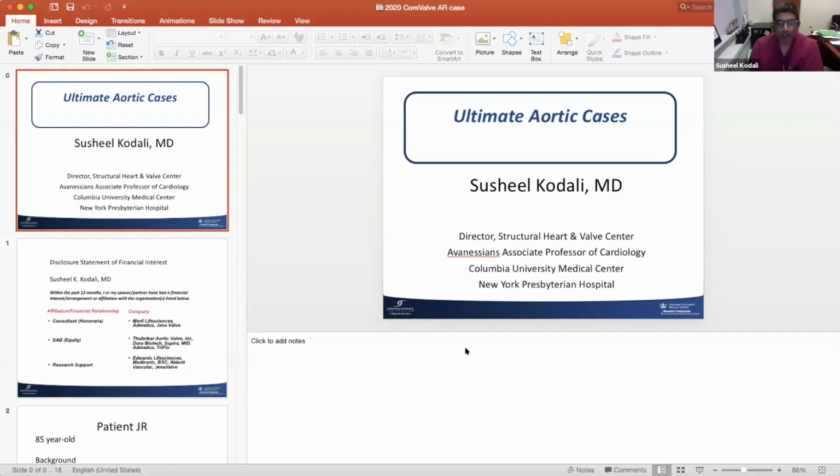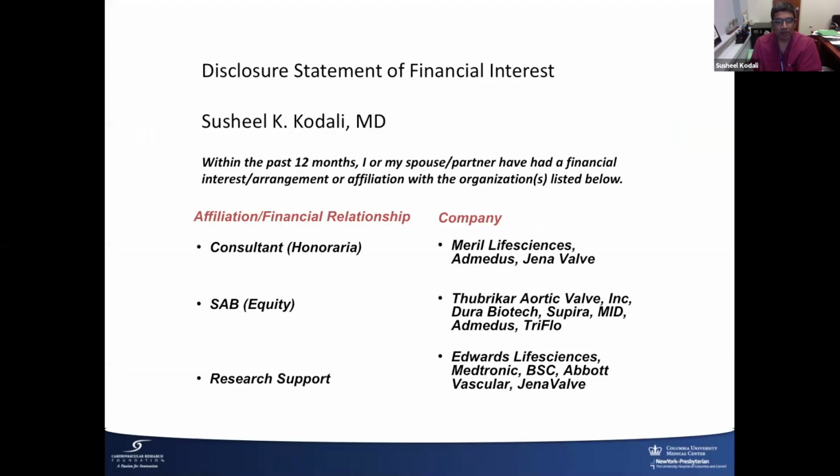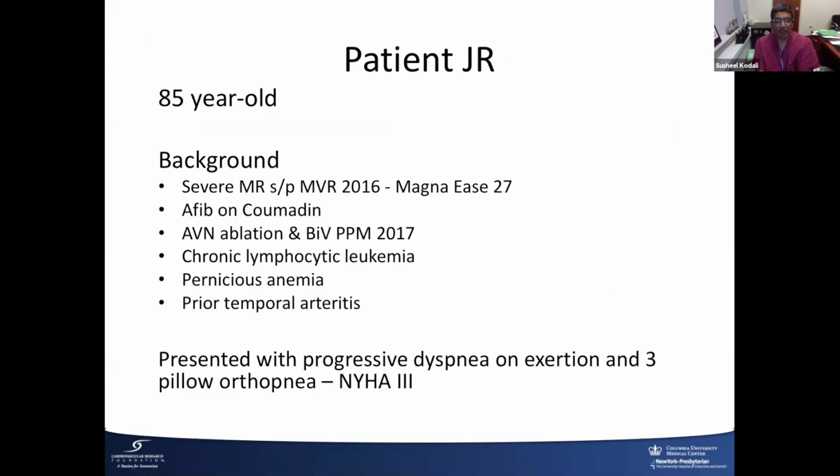I'm going to try and go quick because I want to get to Steve's case. Here are my disclosures. A relatively quick history: about an 85-year-old woman who had an MVR in 2016, AFib, has CLL but stable, and a history of temporal arteritis, who presented with progressive dyspnea, orthopnea, and NYHA class 3 symptoms.